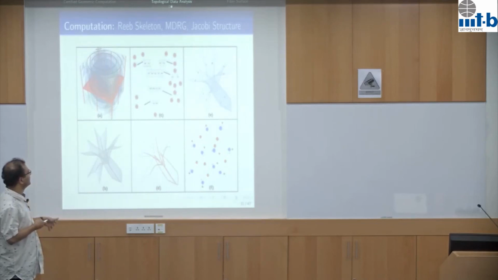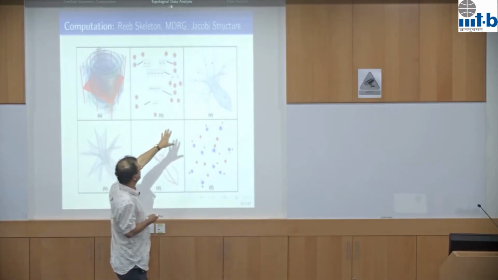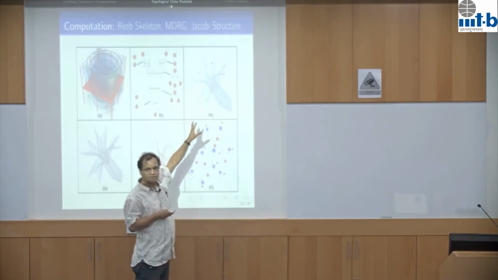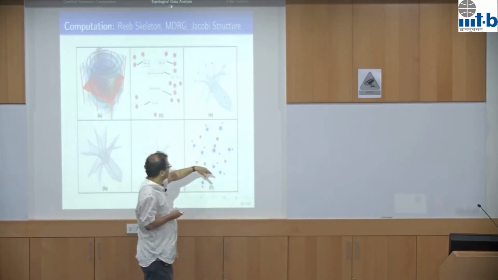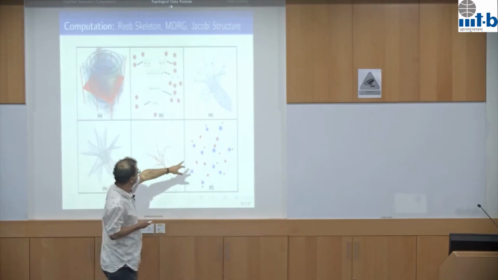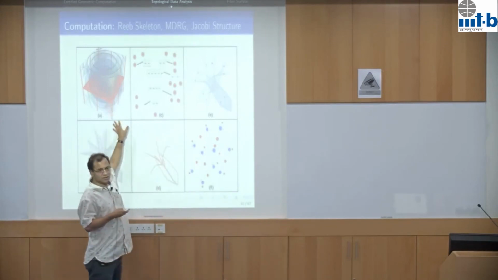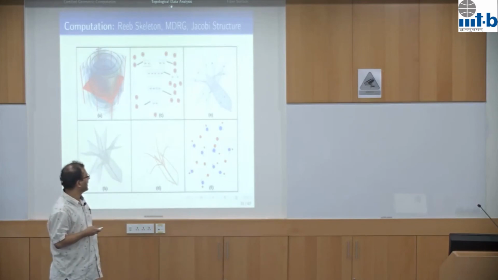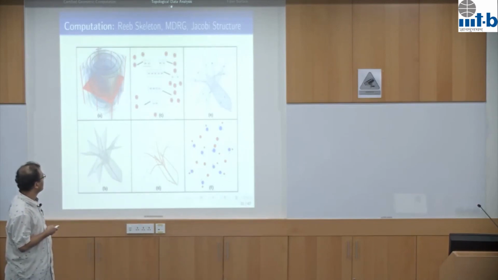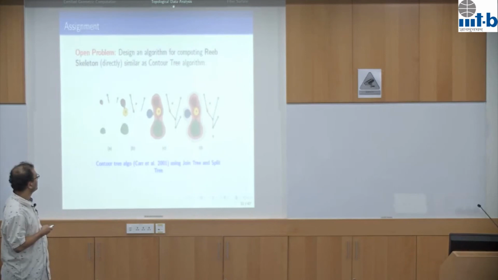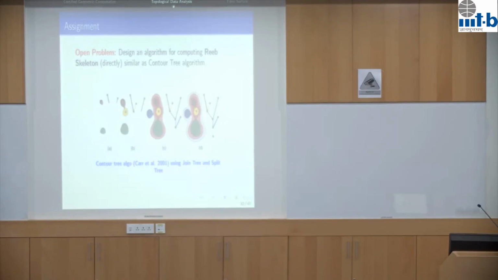So for a simple field, we have computed the Reeb space in a structure like that, and then we subdivide that further to compute a graph, which will be related to the data in the domain. Here also there is an open problem: design an algorithm for computing the Reeb skeleton directly. What we have done is compute first the Reeb space and then the Reeb skeleton.